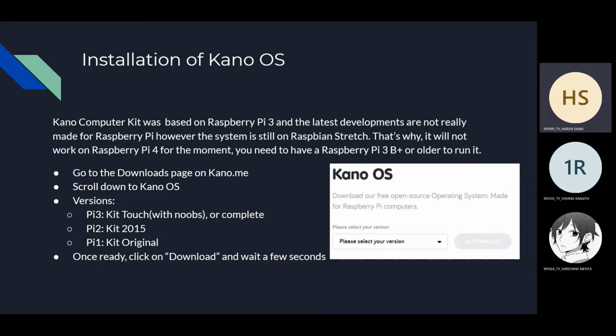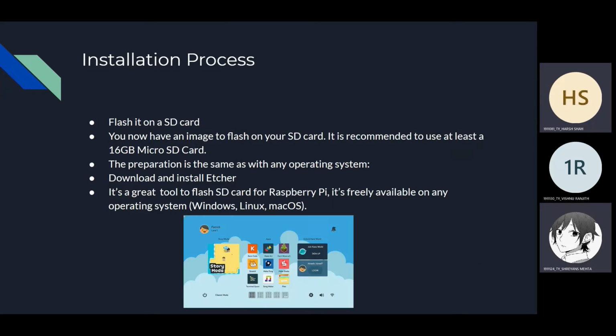So we go to the first page, that's Kano.me, the official website for Kano OS. Scroll down to Kano OS and you will see three different versions, Pi 3, Pi 2 and Pi 1. We'll have to select Pi 3 for Raspberry Pi 3. Once ready, you click on download and wait for a few seconds. Then you flash it on an SD card. So you'll need an SD card that's around 16 GB, and you now have an image to flash on your SD card.